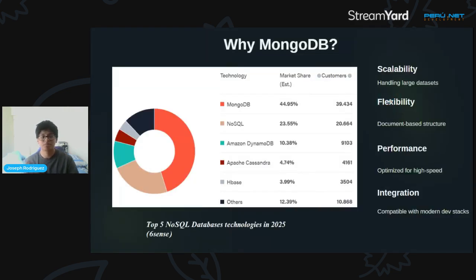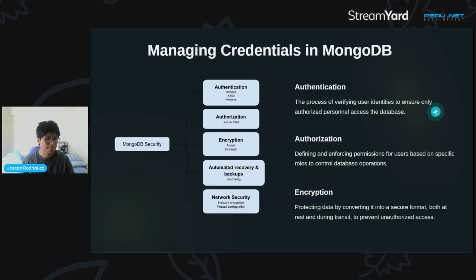Last year, MongoDB held nearly 45% of the market share among non-SQL databases. Its key strengths are scalability, flexibility, and performance. These aspects make it the go-to choice for modern applications handling large datasets. But with great power comes great responsibility. If not secured properly, this advantage could turn into vulnerabilities.